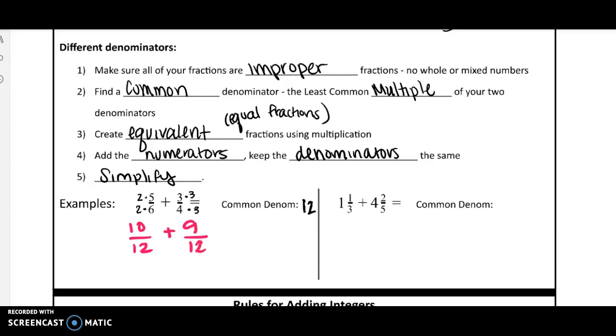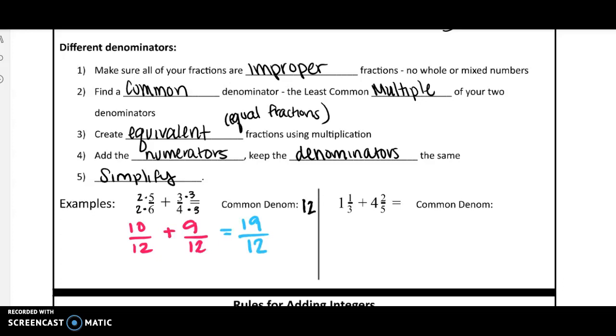So now we have equivalent fractions. We multiplied to make them equivalent fractions, so that way now we have the same denominators. So now what we're going to do is add them up, because now that we have 12s on bottoms, we can do that. So 10 plus 9 equals 19. And then we keep our denominator the same.